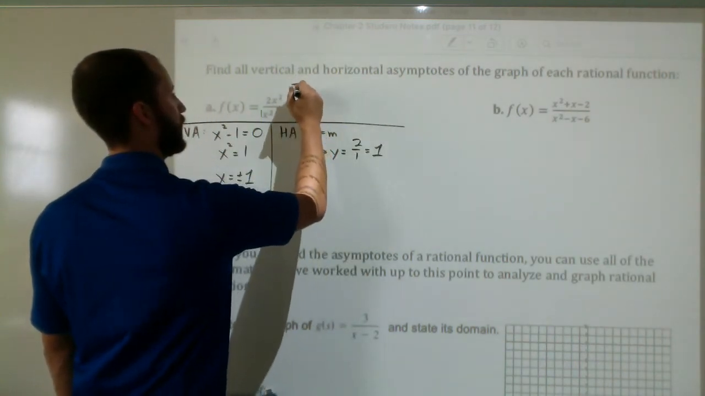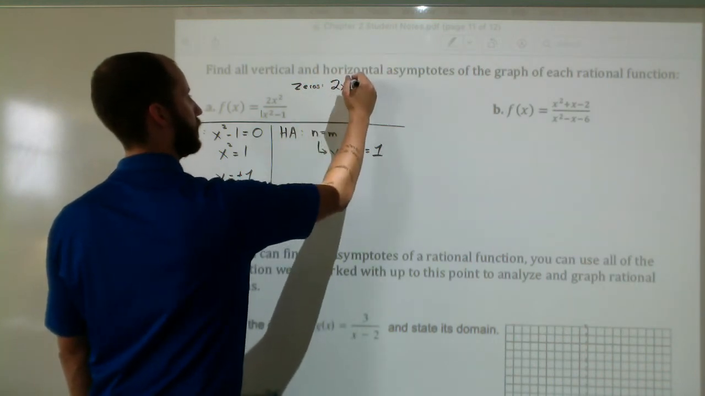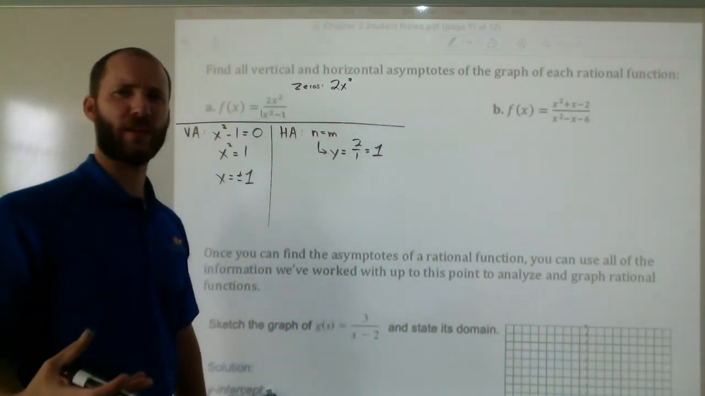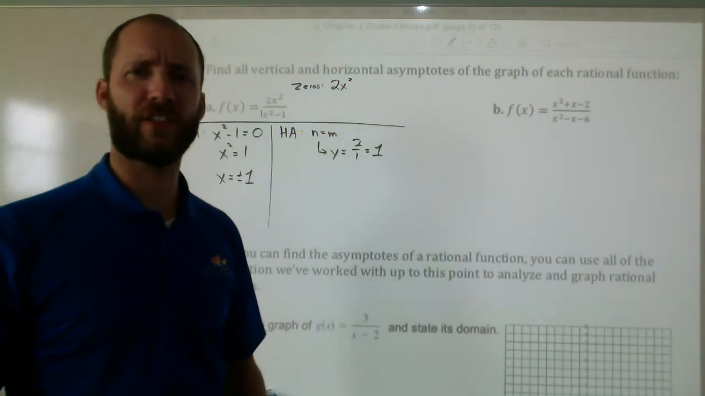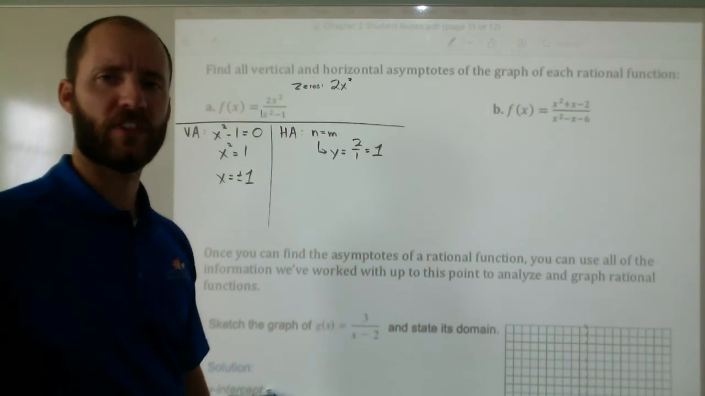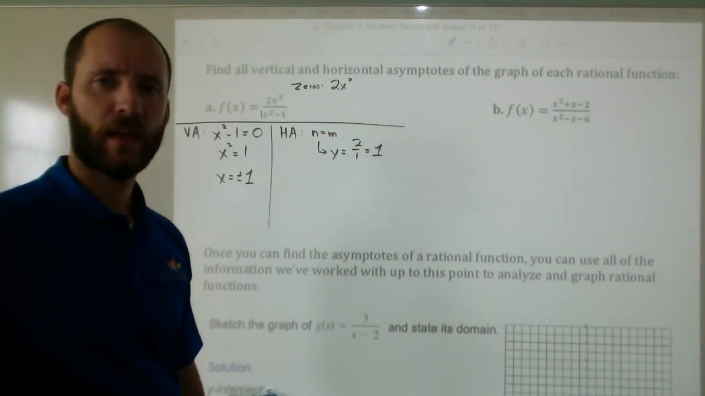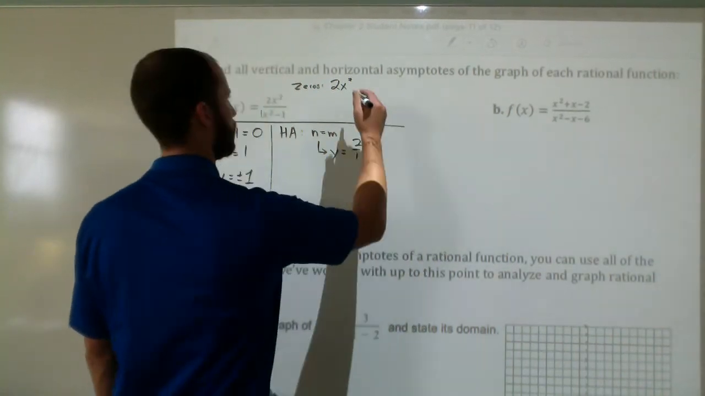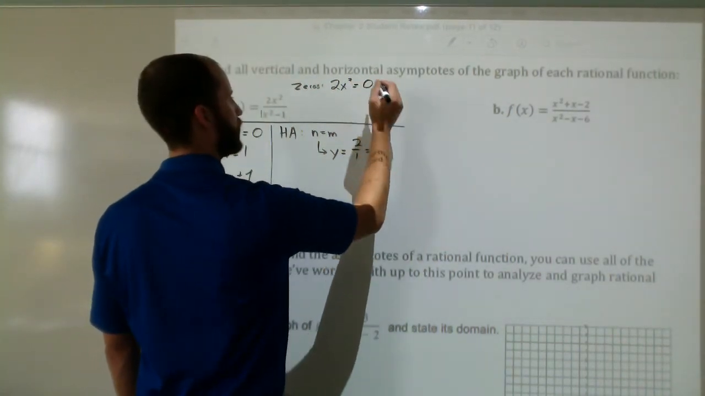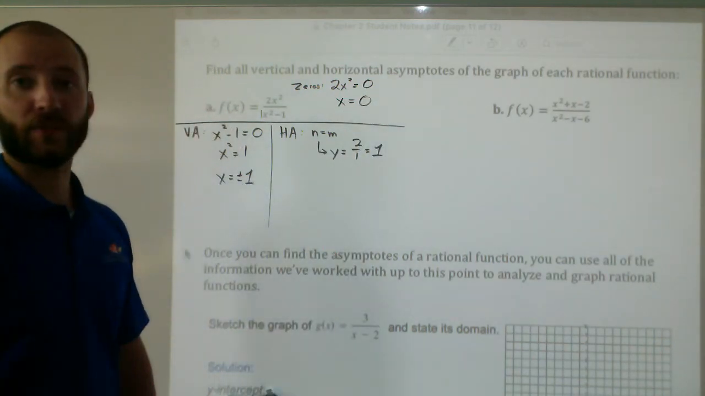To find the zeros, take your numerator. Think about when a fraction equals 0. Think about fractions that equal 0. Okay, 0 over 2, 0 over 3, 0 over 5. All right, the numerator is equal to 0. So 2x squared equals 0. Go ahead and solve, and you get x equals 0.